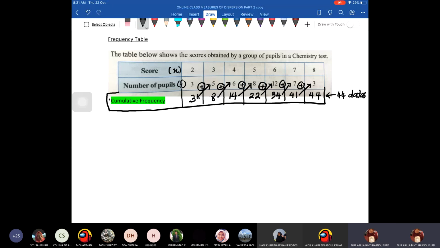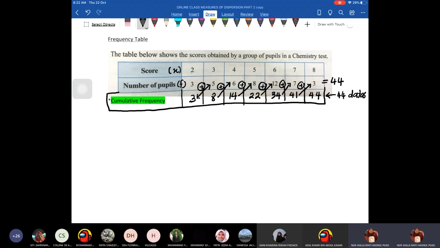Okay, so if you want to check the number of pupils here, you just add: 3 plus 5 plus 6 plus 8 plus 12 plus 7 plus 3, you will also get 44. Okay. So that is cumulative frequency. Now, why do we need to calculate cumulative frequency?